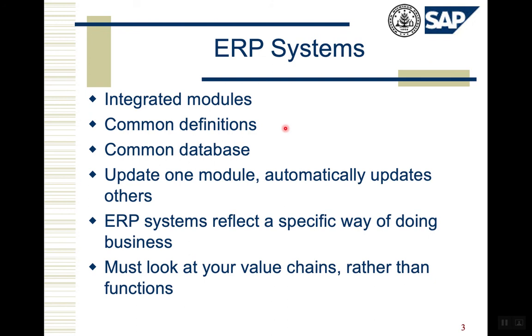All right, so a couple of things: obviously integrated modules, we just talked about that. Common definitions and a common database. In traditional forms, you had multiple applications, and maybe you would develop an interface from one application to the other. In ERP systems, there's one physical database where all of the data is maintained. If you update one module, you automatically update everything else.